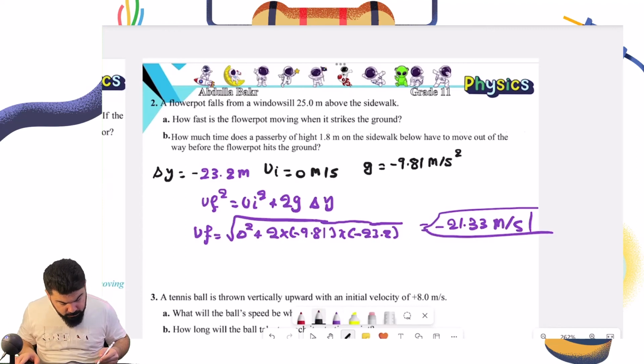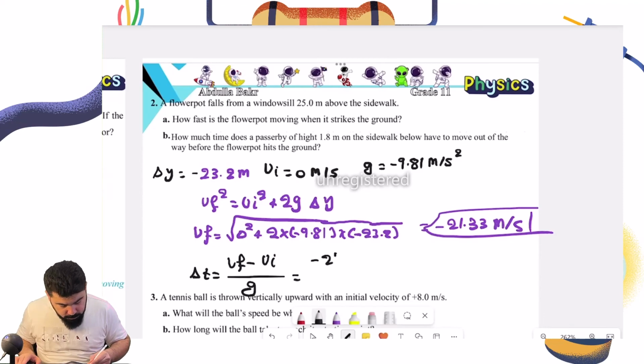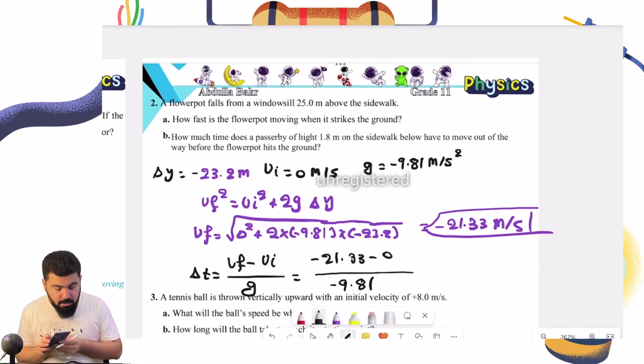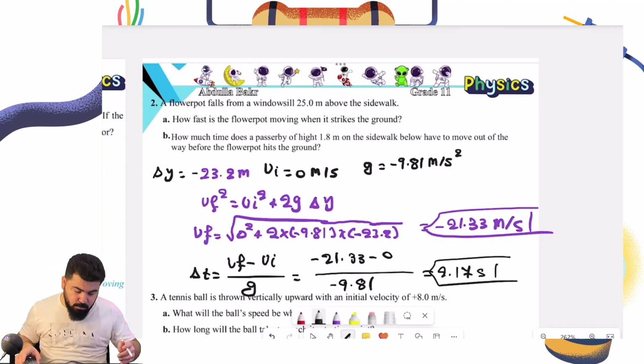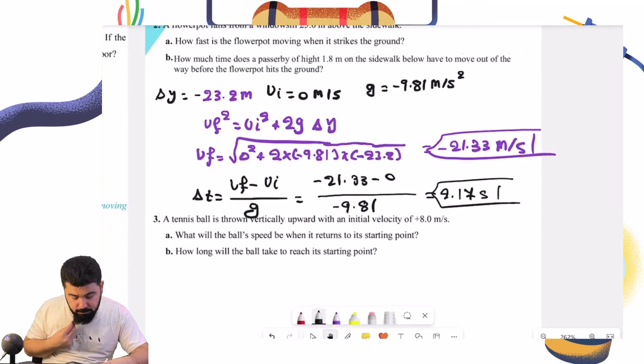Let's find time. So delta t is equal to what? It is equal to V final minus V initial divided by gravity. V final is equal to negative 21.33. V initial is equal to 0, so divide by negative 9.81. The two minuses cancel, so it's going to be 2.17 seconds, because it's time. Okay, 2.17 seconds. That is how you solve part B.